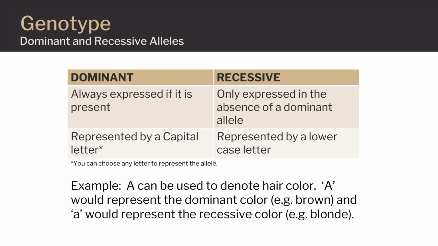For example, let's assume the letter A denotes hair color. In hair color, the color brown is dominant over blonde and therefore would be represented by a capital A. Blonde is recessive and will be represented by a lowercase letter a. Since the allele for brown hair color is present, it will overpower the blonde allele, and the person will exhibit brown hair color. The combination of alleles from mom and dad are known as your genotype.